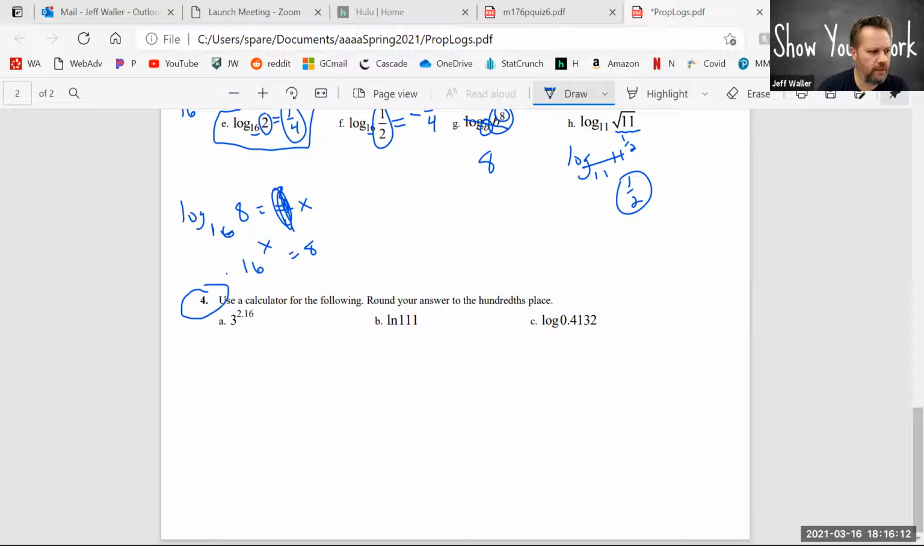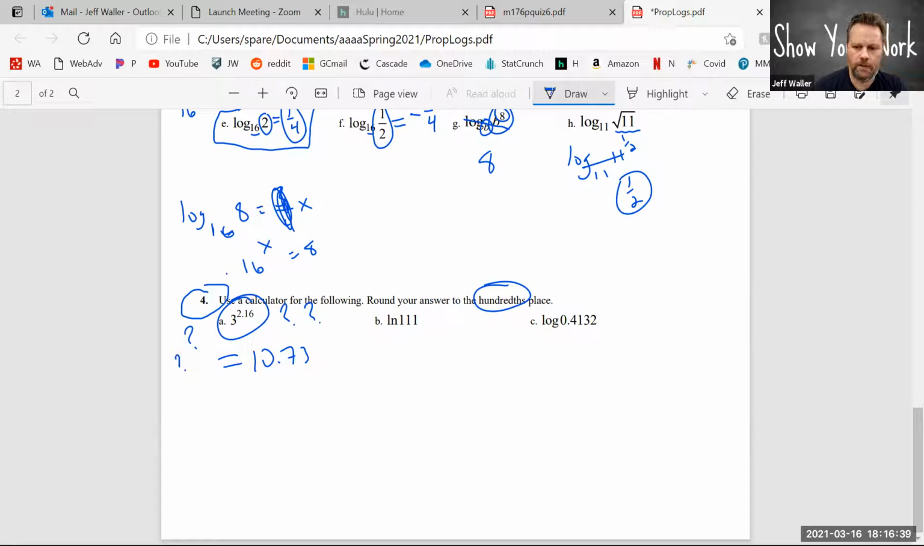So what do you get? Can anyone do 3 to the 2.16? What do you get for that? That one should be easy. 10.73. Yeah, 10.73, to the hundredths place. I'm going to try to remember to tell you what to round it to. Otherwise, you're like, I don't know what this guy wants, because most of these are going to go on forever.